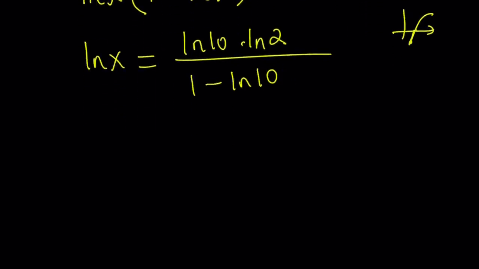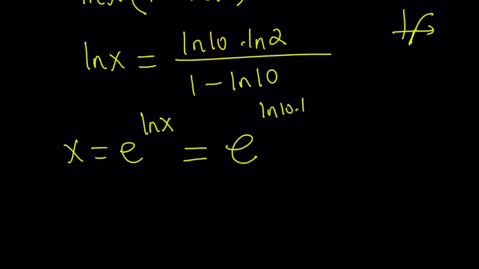I'm almost there. How do I get x from here? I just need to do the following. x can be written as e to the power ln x. Of course, x needs to be positive, needless to say, and it is going to be positive. So I can now write this as e to the power of ln 10 times ln 2 over 1 minus ln 10.